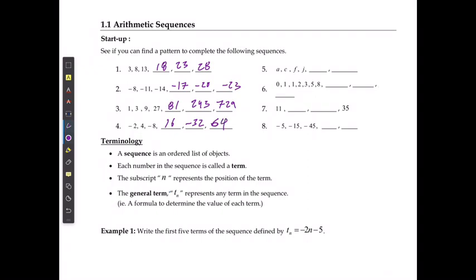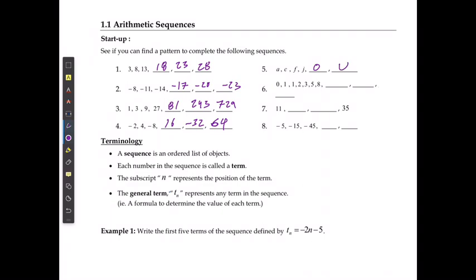For 5, it's a little bit more complicated, but if you look at the pattern, going from A to C, we skipped 1 letter. C to F, we skipped 2 letters. F to J, we skipped 3 letters. So then we would skip 4 letters in the alphabet and go to O. And then we'd skip 5 letters and go to U.